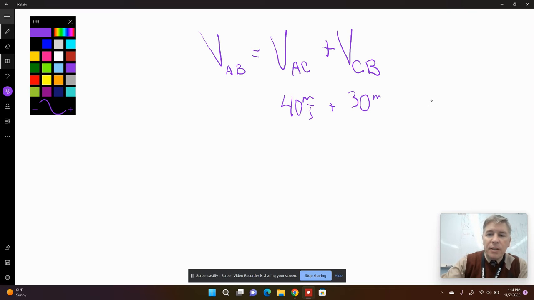So really, this one's very straightforward. If you want the velocity of car A relative to B, then you find how fast A is going relative to C and then how fast C is going relative to B, and you can just combine them together. So I think that makes it a little bit easier.